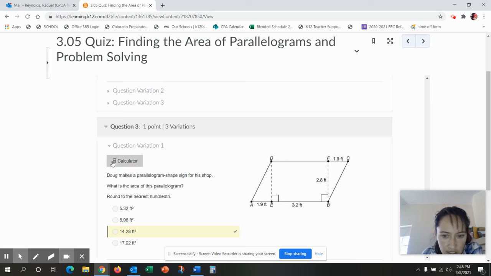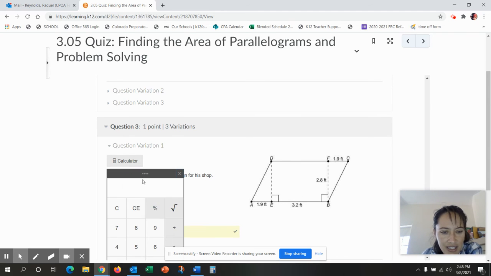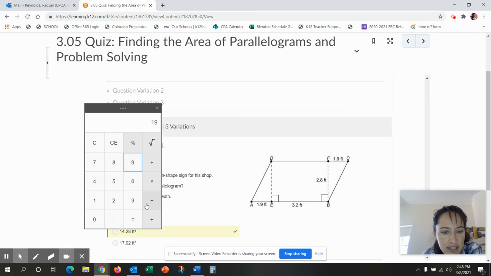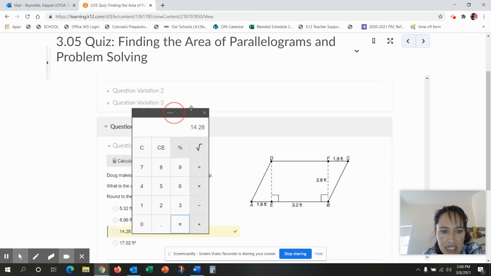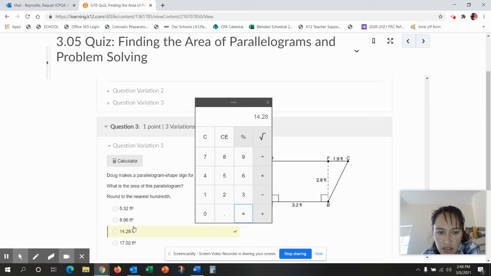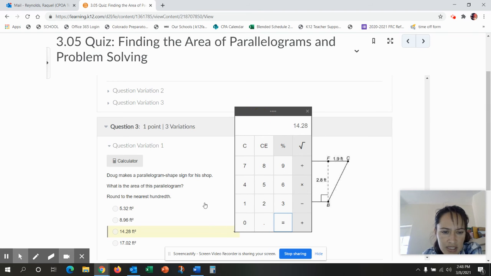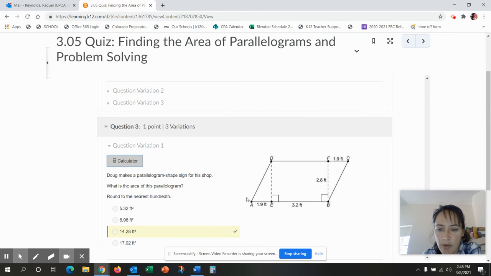Again, what is the area of this parallelogram? This whole base is 1.9 plus 3.2. Hey, we did this today. So 1 and 9/10 plus 3 and 2/10 equals 5 and 1/10 times the height, which is 2 and 8/10 of a foot, 14 and 28/100 square feet. That's the desk for his shop. He makes this parallelogram. I thought it was a desk. No, it's a shop. Okay.